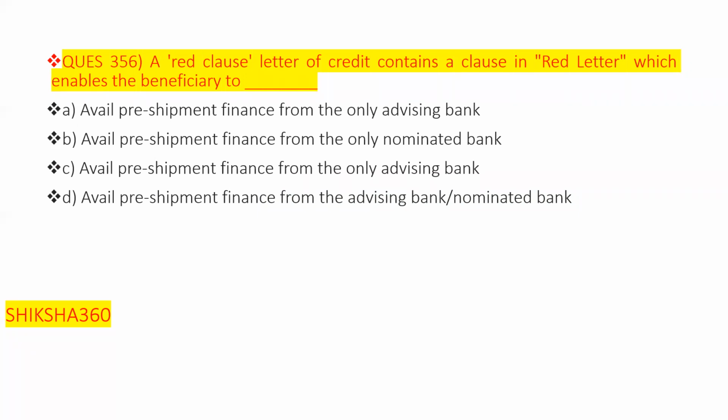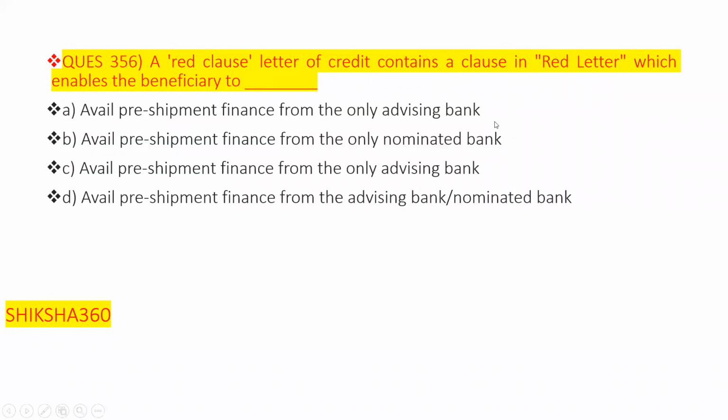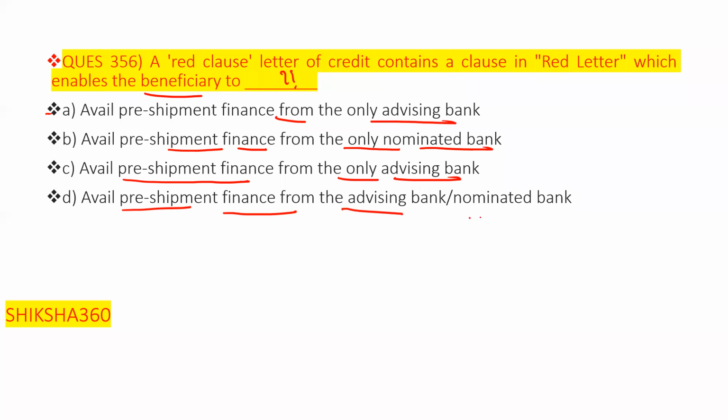Now move to the next question, 356. A red clause letter of credit contains a clause in red letters which enables a beneficiary to: first, avail pre-shipment finance from only the advising bank; second, from only the nominated bank; third, from only the advising bank; fourth, avail pre-shipment finance from the advising bank or the nominated bank.